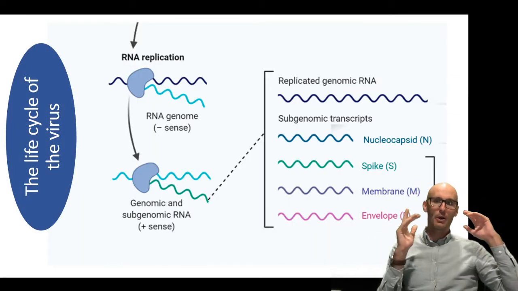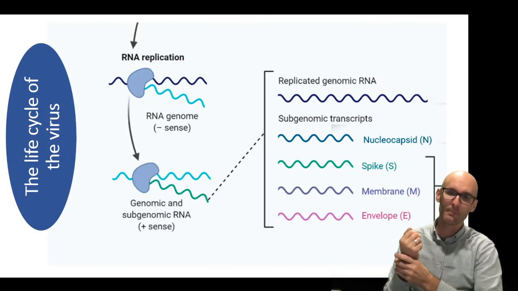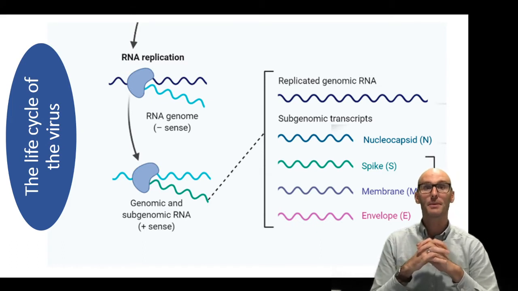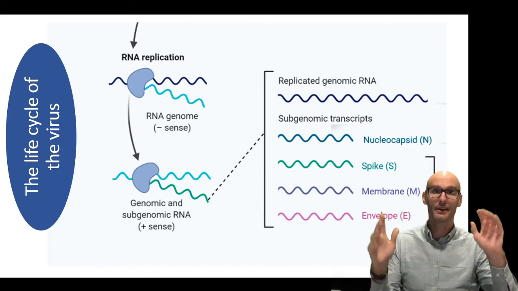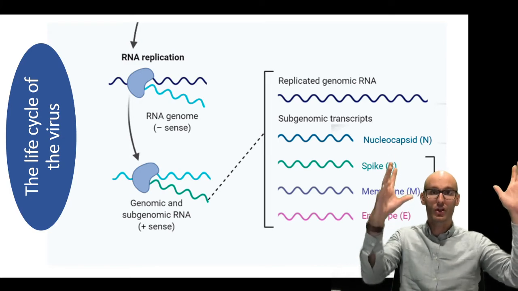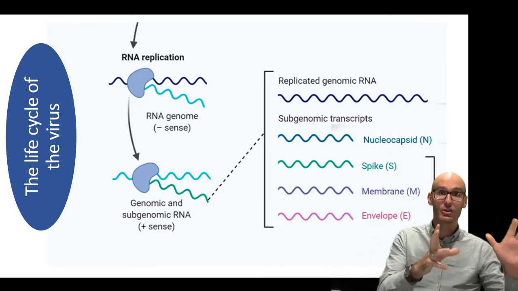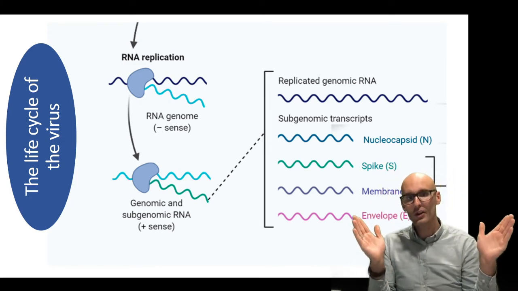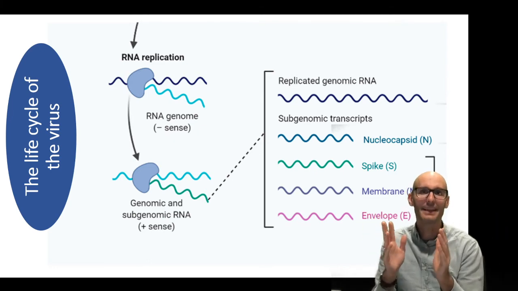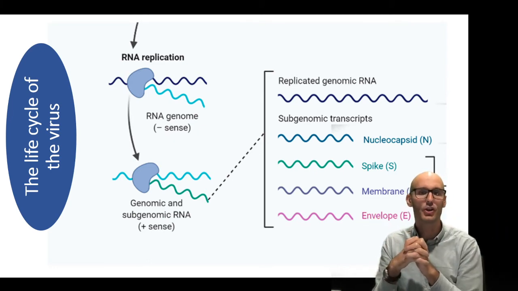Right, so now we've got the replication done. An important point is that the RNA polymerase replicates the whole genome a lot. So we end up with loads and loads and loads of genome ready to go make new viruses and spread, but it also creates just genes, basically genes, but they're called subgenomic transcripts.